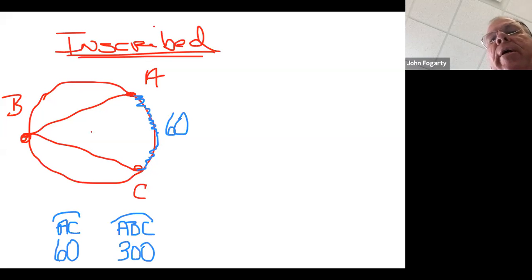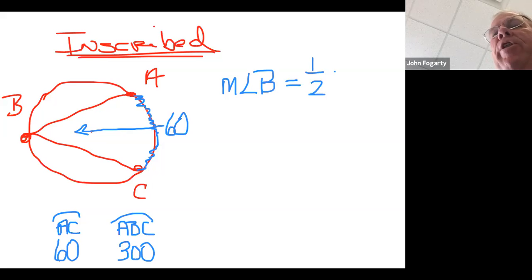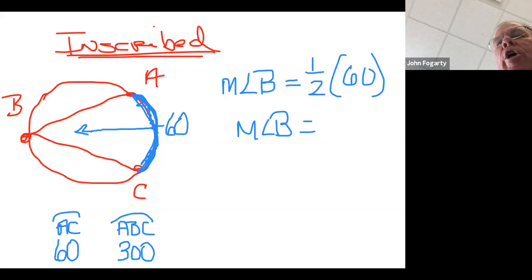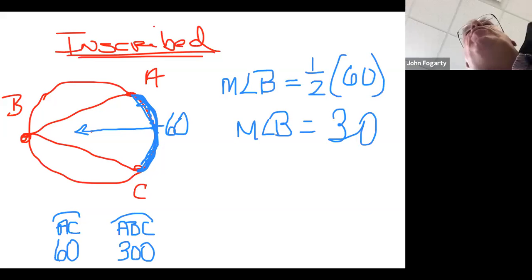But more importantly, what do we know about the measure of the inscribed angle that cuts it? Well, the rule is the inscribed angle is 1/2 the arc. So by rule, the measure of angle B would be 1/2 the arc AC, because that's the arc that the angle cuts. In this problem, AC is 60. So what's the measure of angle B? Well, 1/2 of 60 is 30, right? So that's just a review question.